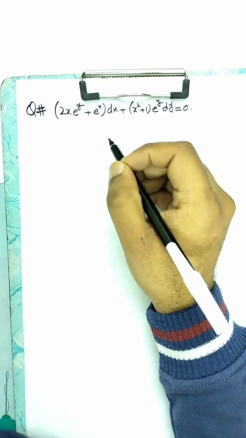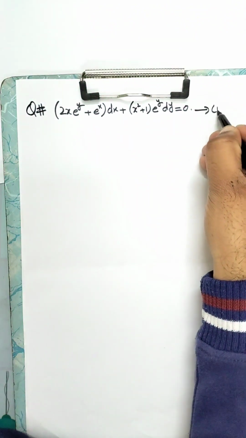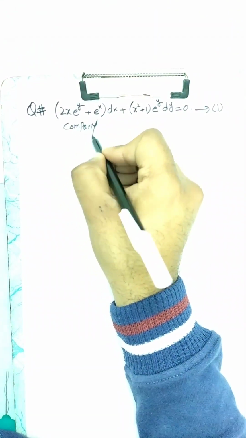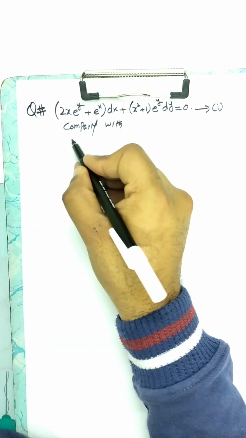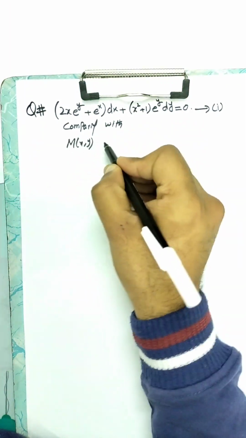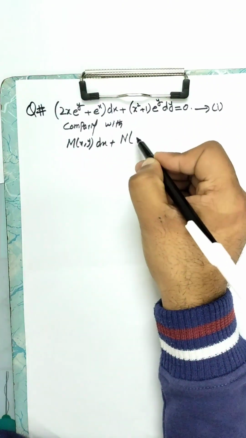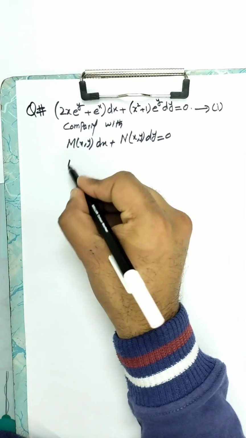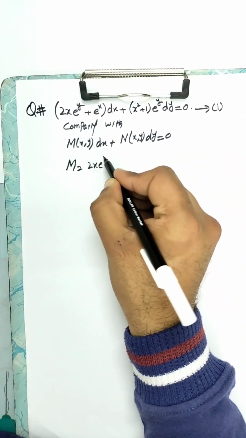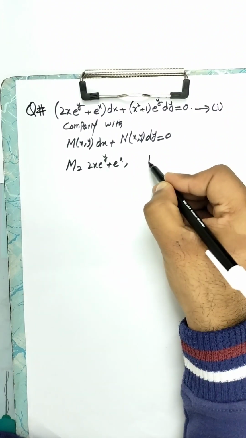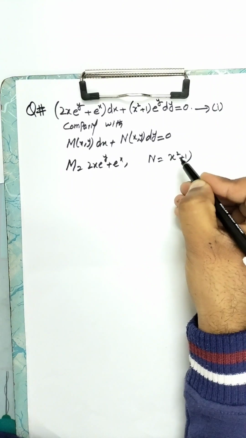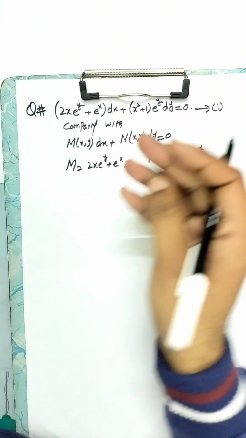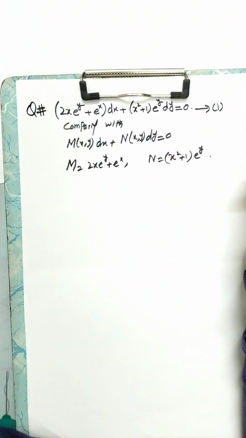exact or not. First, we call this equation 1 and compare it with M dx plus N dy is equal to 0. So we get M is equal to 2x e raised to power y plus e raised to power x, and N is equal to x square plus 1 times e raised to power y. So we check whether this differential equation is exact or not.